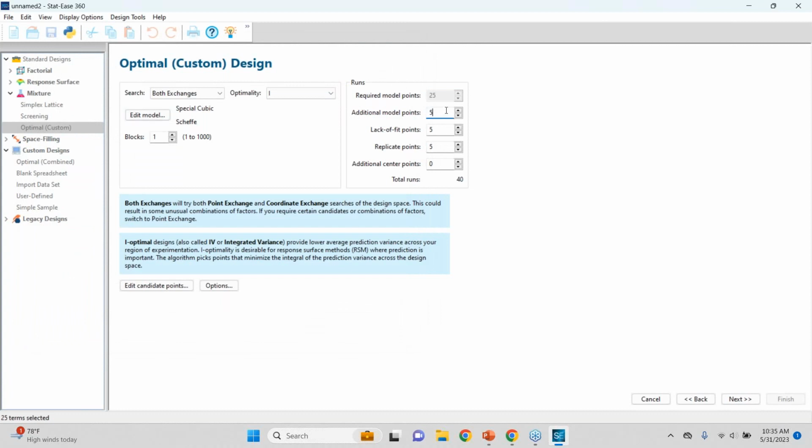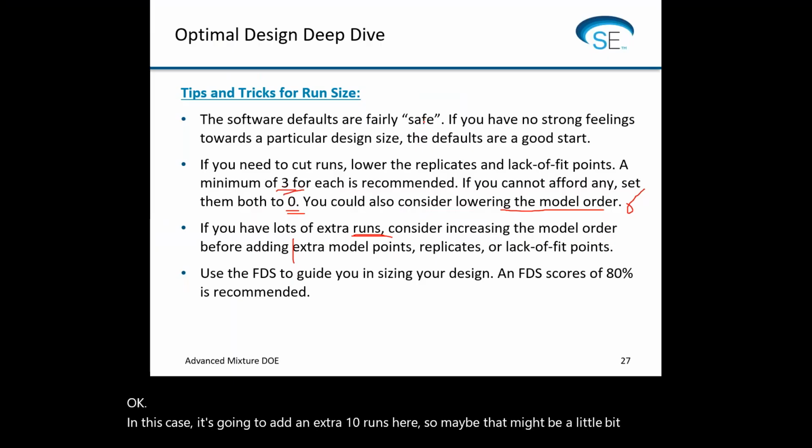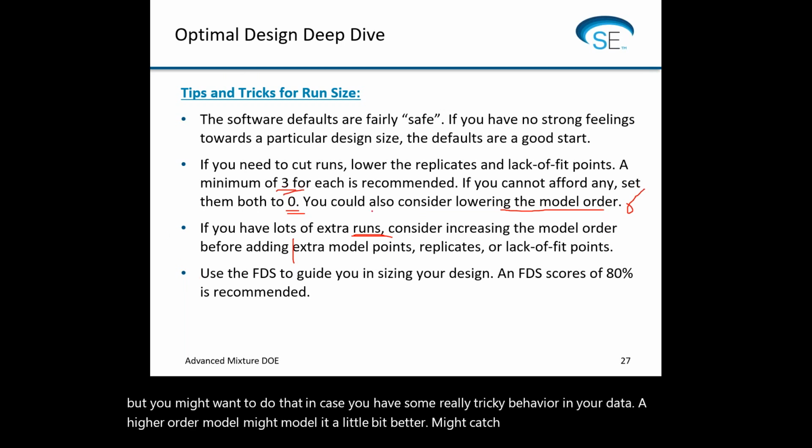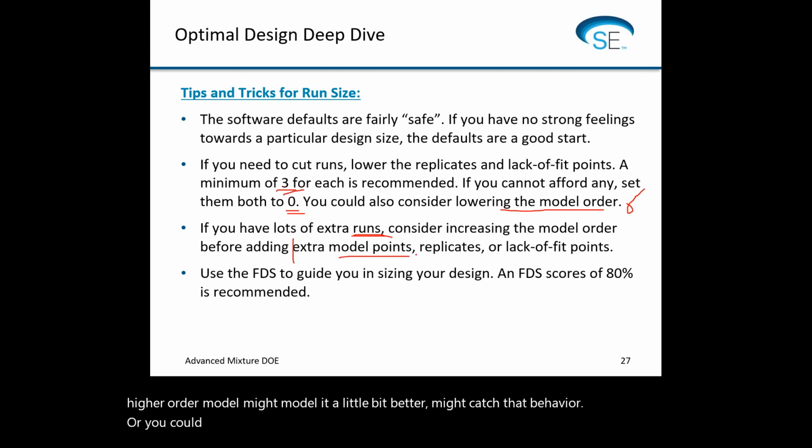In this case, it's going to add an extra 10 runs here, so maybe that might be a little bit too big, but you might want to do that in case you have some really tricky behavior in your data. A higher order model might model it a little bit better, might catch that behavior. Or you could, of course, add extra model points, add extra replicates or lack of fit points.